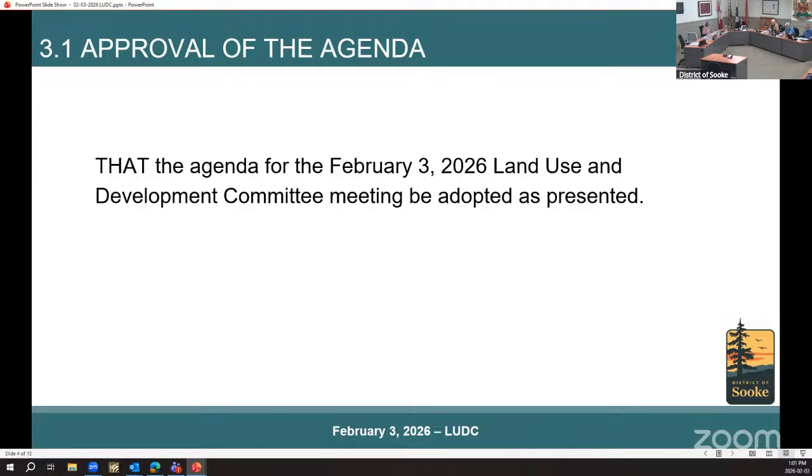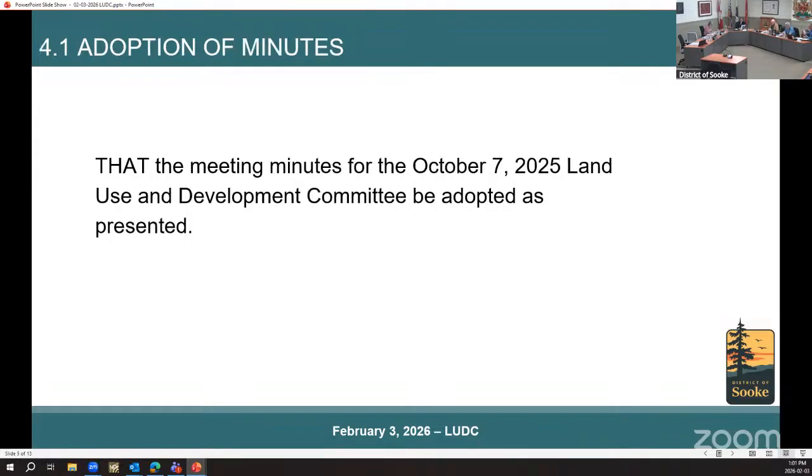So looking to adoption of meeting minutes, that the minutes of October 7, 2025 Land Use and Development Committee be adopted as presented, please. Moved by Councillor Bateman and seconded by Councillor Pearson. Thank you. All those in favor? And that's adopted. Thank you. Public question and comment period.